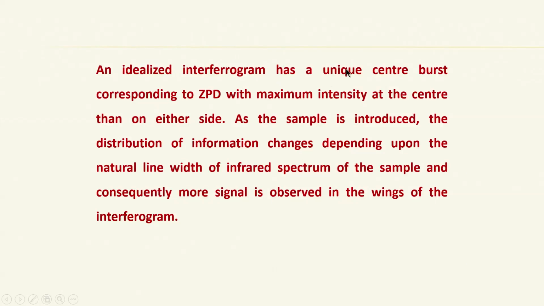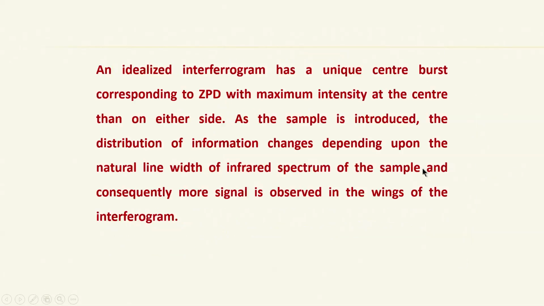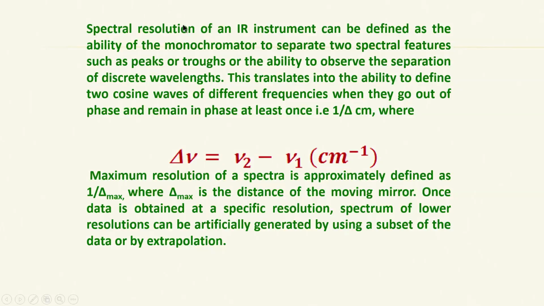The idealized interferogram has a unique center burst like what I had shown you here, corresponding to ZPD, this I have already covered. Now, you know how an interferogram looks, and the spectral resolution of an IR instrument, we can define it as the ability of the monochromator to separate two spectral features such as peaks or troughs, or as the ability to observe the separation of discrete wavelengths. For example, if I have to draw the IR spectrum, it would be like this now.